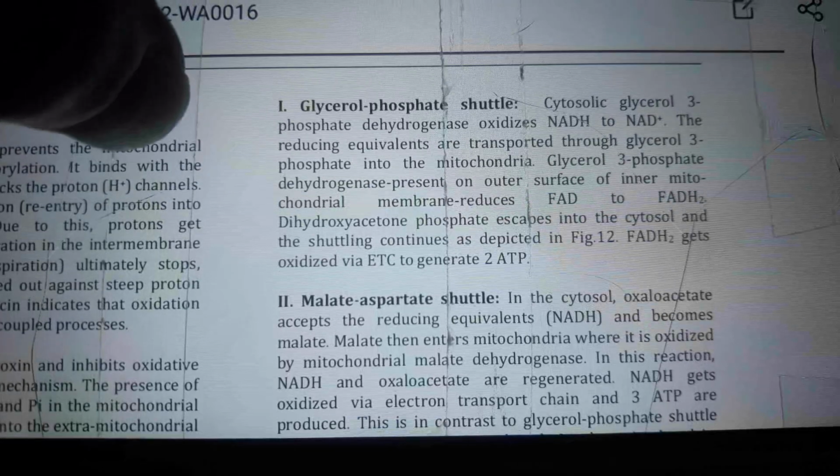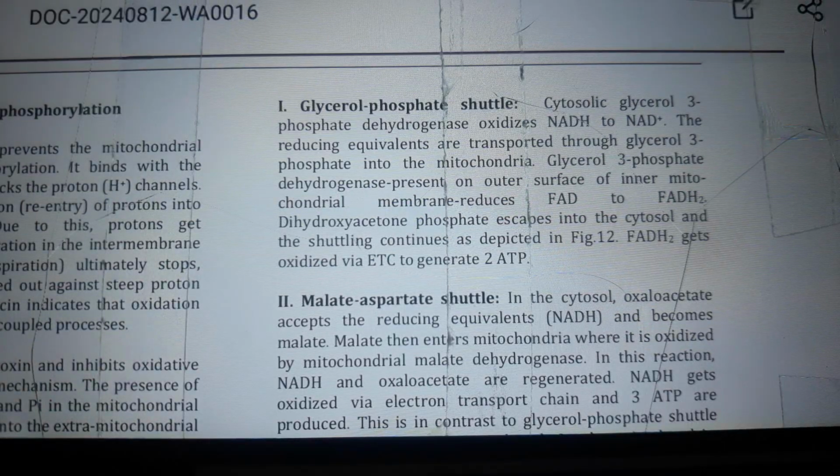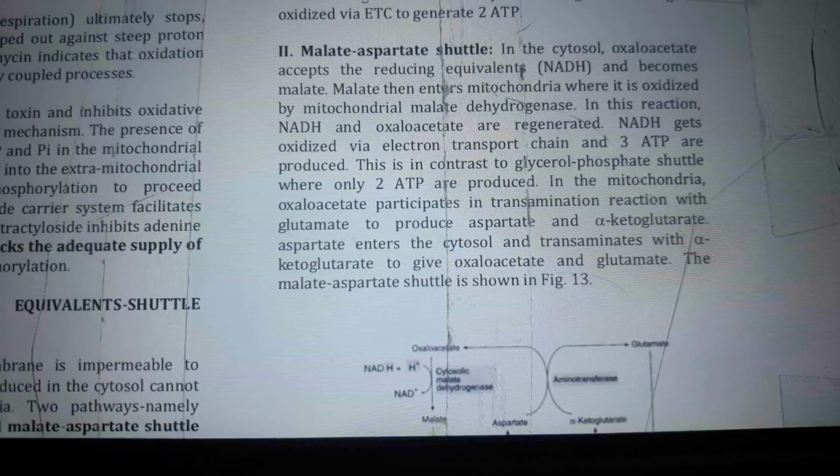The glycerol phosphate shuttle. Cytosolic glycerol 3-phosphate dehydrogenase oxidizes NADH to NAD+. The reducing equivalents are transported through glycerol 3-phosphate into the mitochondria. Glycerol 3-phosphate dehydrogenase present on the outer surface of the inner mitochondrial membrane reduces FAD to FADH2. Dihydroxyacetone phosphate escapes into the cytosol and the shuttling continues as depicted in the figure. FADH2 gets oxidized via ETC to generate 2 ATP.